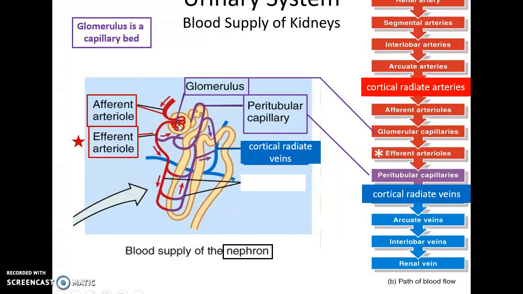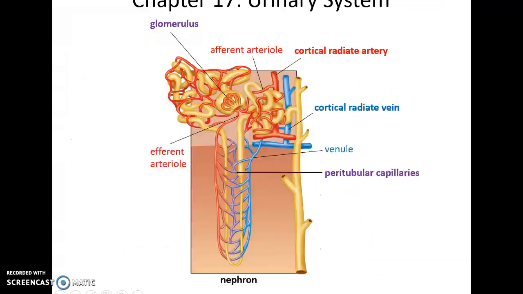There are millions of glomeruli found in the millions of nephrons. The glomerulus, again, is a capillary bed, and then as blood flows out of it, it goes into the efferent arterioles, which then will eventually go into the cortical radiate veins. So here we have a capillary bed with arterioles on both sides of it, which is very, very rare. It's only in the kidneys that you see this.